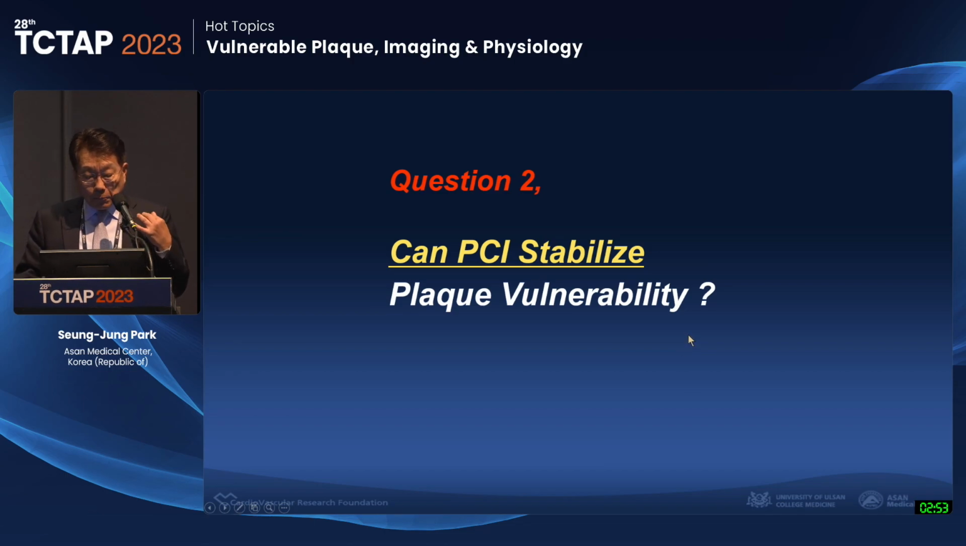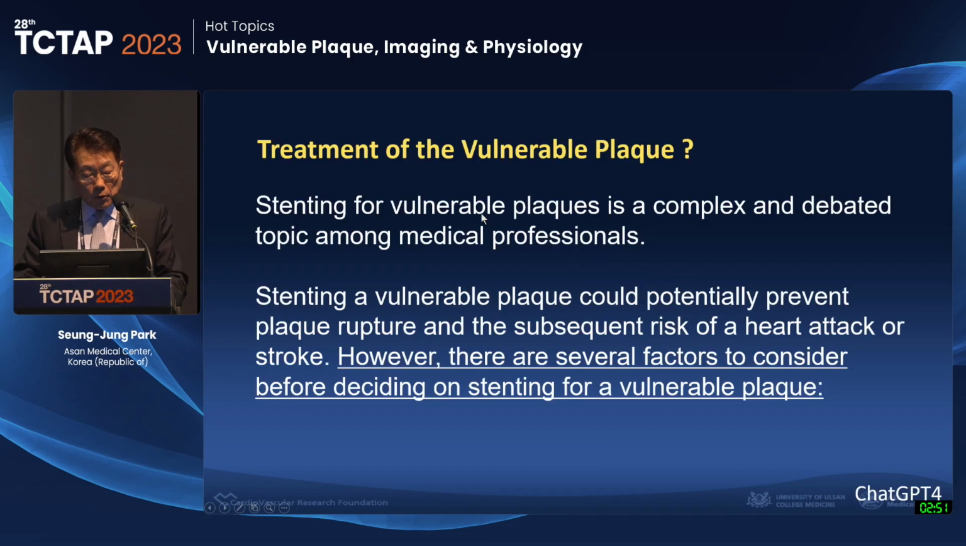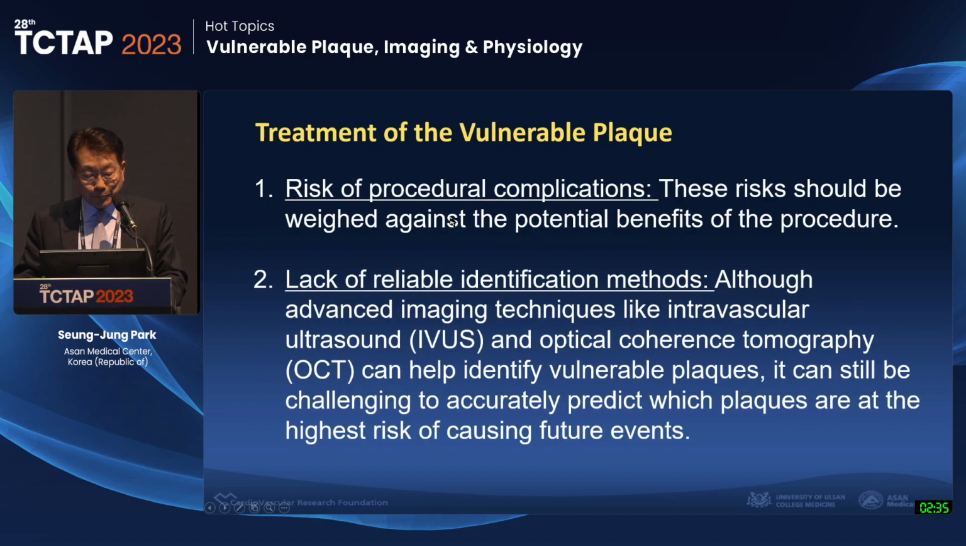So question 2: can PCI, the stenting procedure, stabilize plaque vulnerability concern? Stenting for vulnerable plaque is a complex, debated topic among medical professionals. However, there are several factors to consider before deciding on stenting for vulnerable plaque. Very interesting things: the risk of a procedural complication, and the lack of a reliable identification method. Even with imaging support, it can still be challenging to accurately predict which plaques are at high risk of causing a future event.